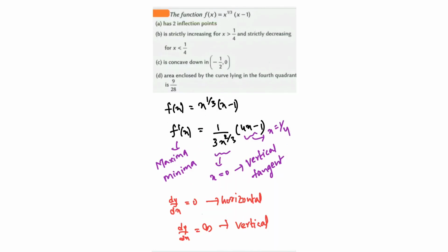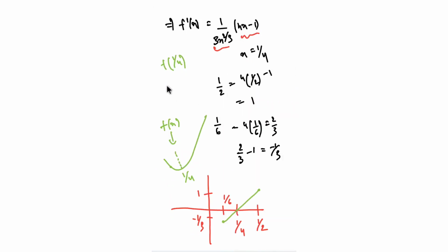We are getting 1 by 4 into 1 by 3, into 1 by 4 whole power 1 by 3, into 1 by 4 minus 1, which is equal to minus 3 by 4, isn't it? This is what we're going to get. If I compare this with the value of f of 1 by 2 as well as f of 1 by 6, f of 1 by 6 is greater than f of 1 by 4, and f of 1 by 4 is less than f of 1 by 2.